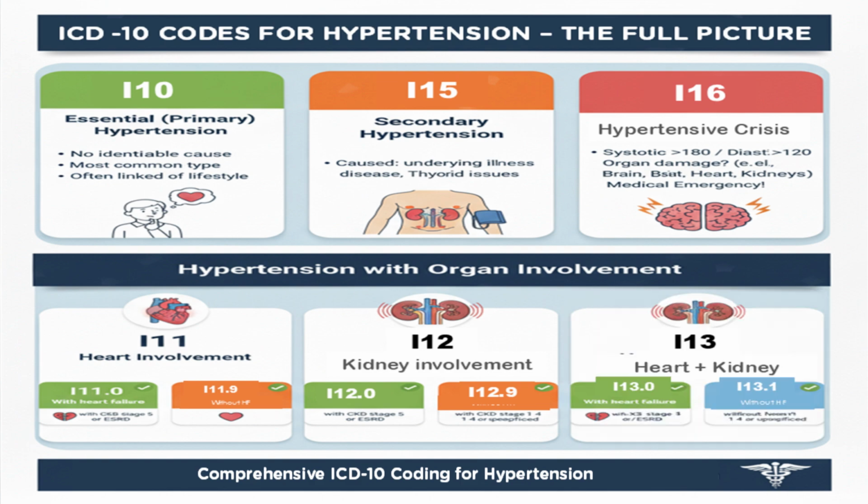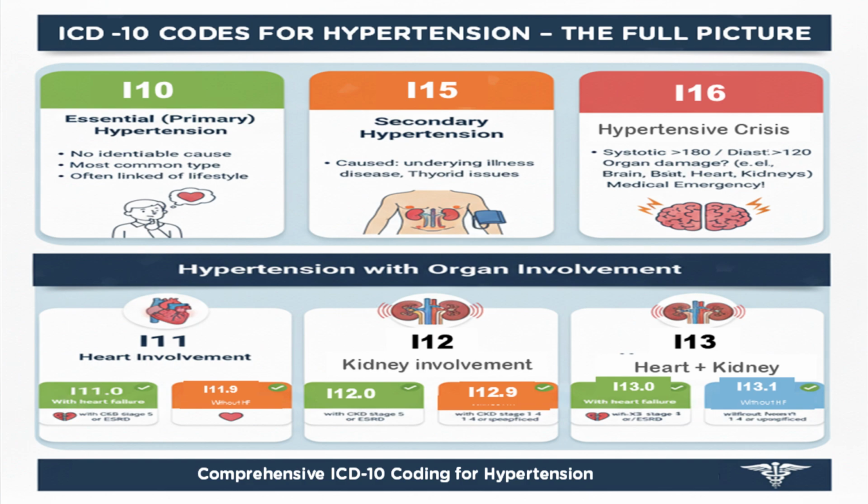I13, hypertensive heart and kidney disease. The most specific combination is I13 for hypertensive heart and chronic kidney disease. This series requires fifth characters to indicate the presence or absence of heart failure, such as I13.0 with heart failure and I13.1 without heart failure. And again, do not forget to specify the CKD stage separately while coding.